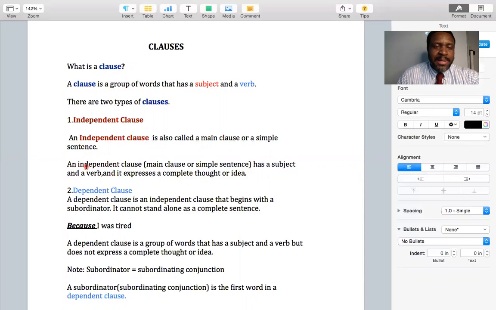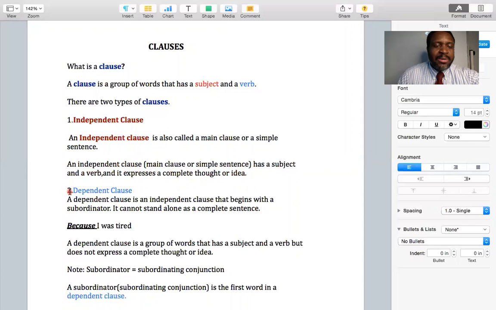Look at another explanation. An independent clause, or a main clause, or a simple sentence, has a subject and a verb, and it expresses a complete thought or idea.